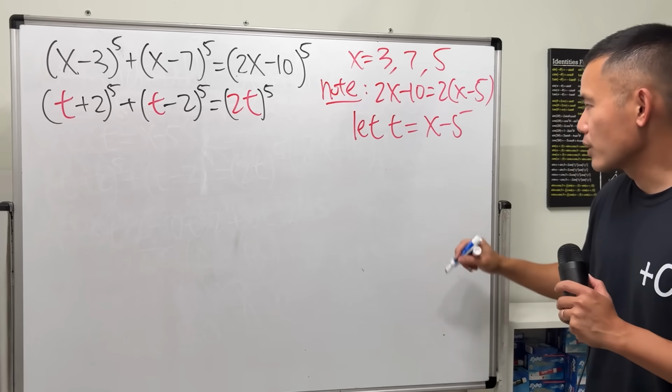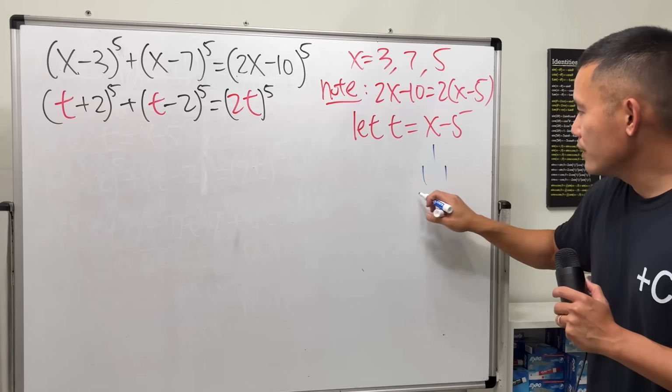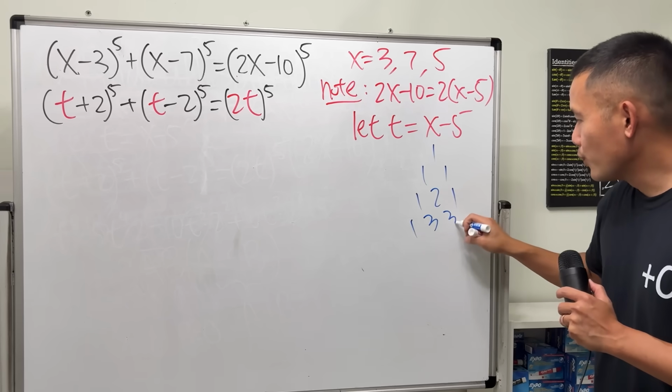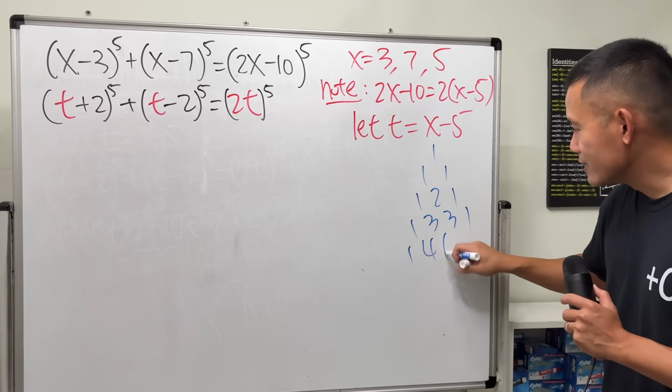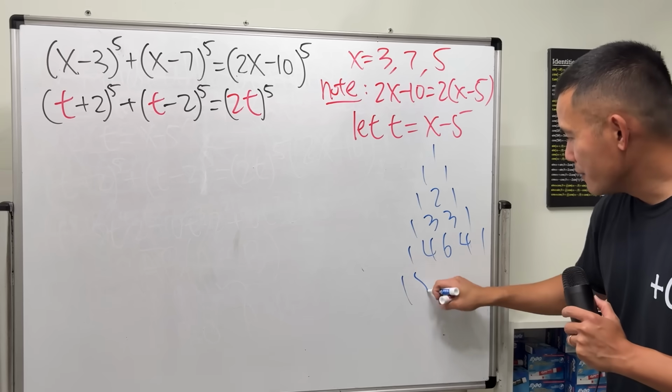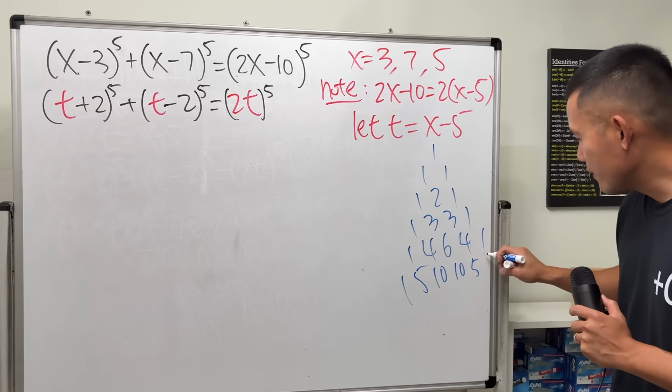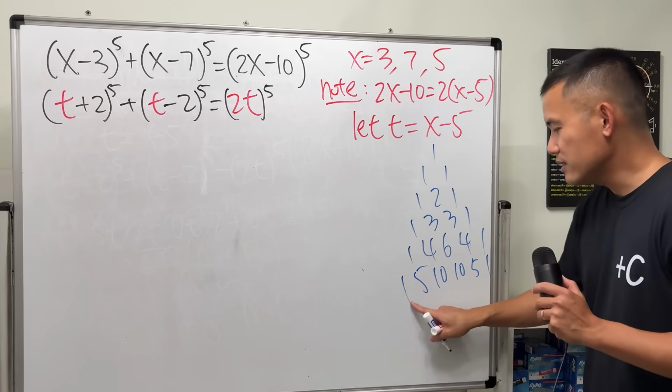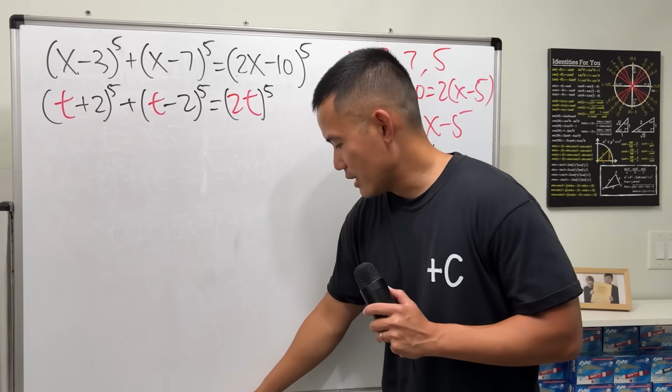We use the Pascal's triangle. 1, 1, 1, 1, 2, 1, 1, 3, 3, 1, 1, 4, 6, 4, 1, and then 1, 5, 10, 10, 5, 1. These are the coefficients that we are going to use for the expansion.